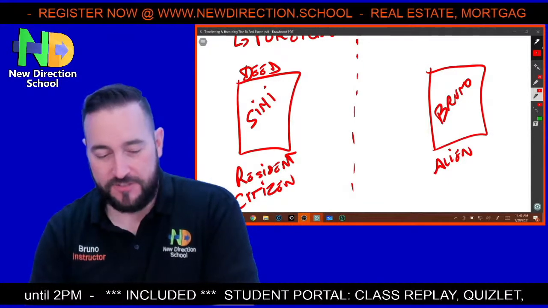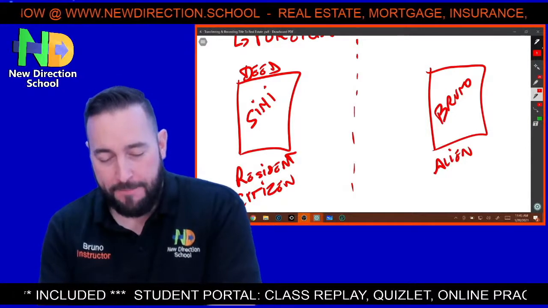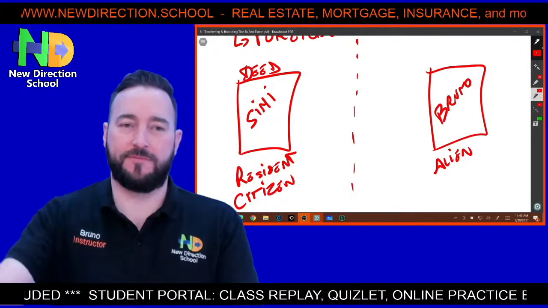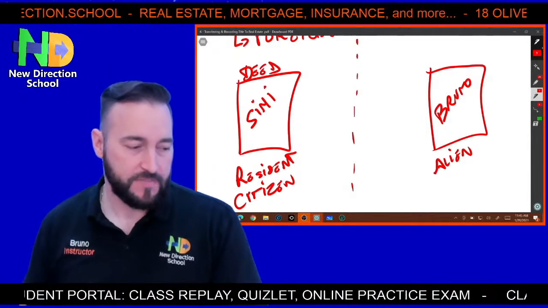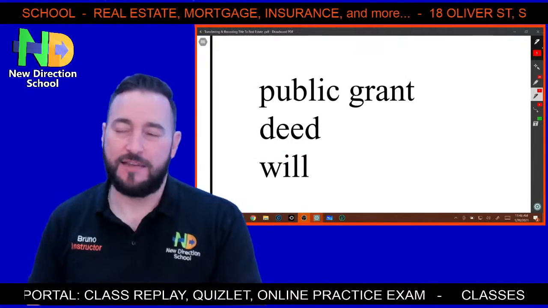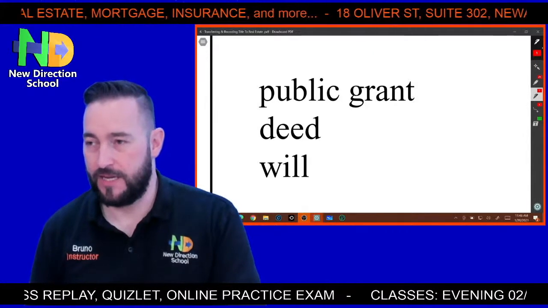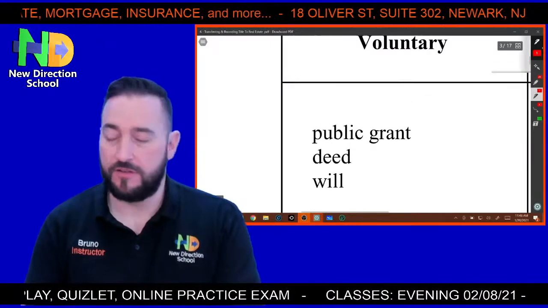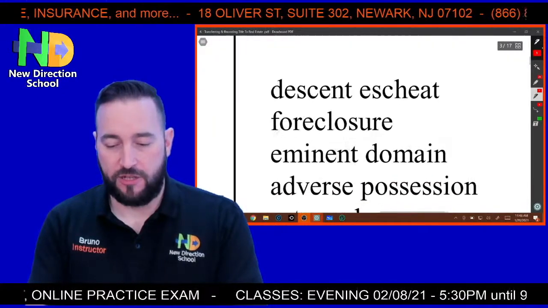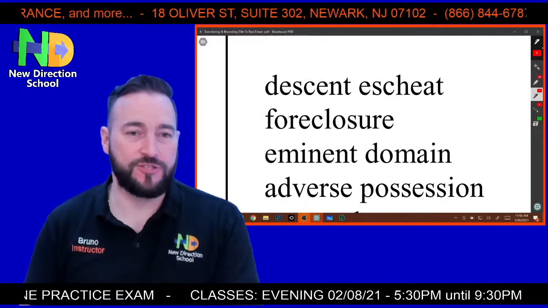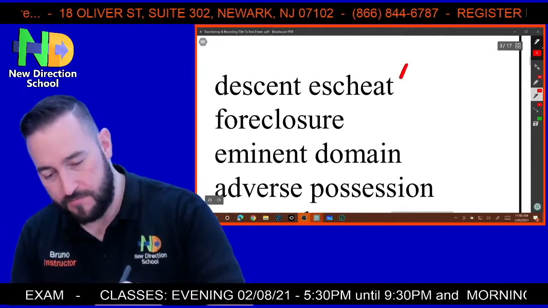Transferring title to real estate could be voluntary or involuntary. How can we have voluntary transfer? By public grant. That means you gave the property or offered the property to the government, right? We'll talk about that later. So you gifted the property to the government. By deed, that means you sold the property. Or by will, that means you left it to your heirs. Okay, so those are the voluntary ways to transfer property. What about involuntary? By the laws of descent or escheat. What is descent or escheat? That means if you don't have a will, okay, so let me put it here. We will talk about all this stuff.